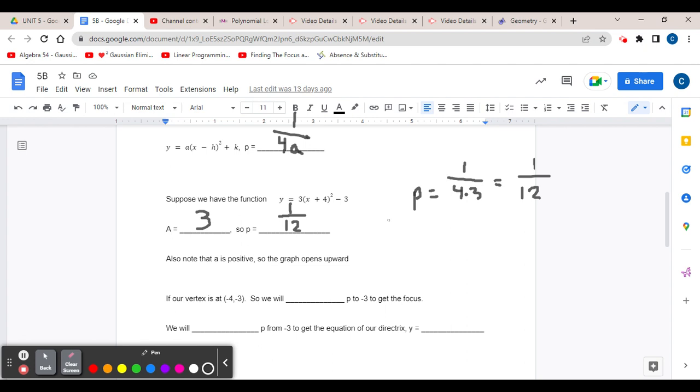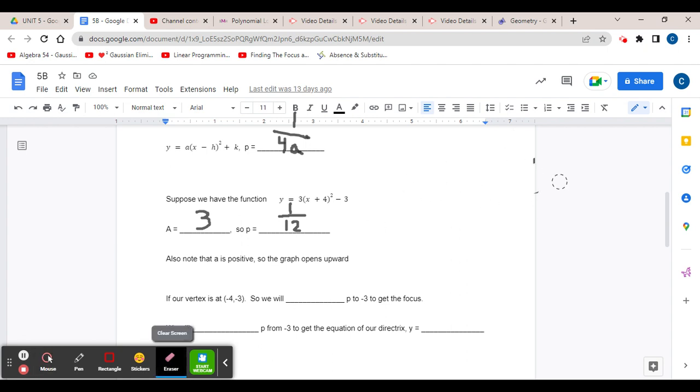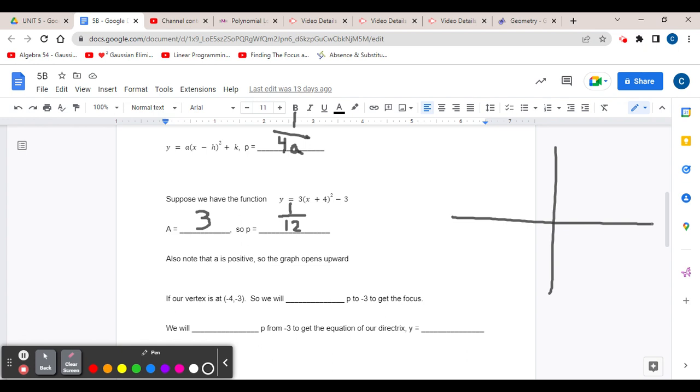Okay, let's sketch this out here. So going back to our rules, we have a graph that opens upwards. Now our vertex, remember this is in vertex form here, so our vertex is at (-4, -3). So there's our vertex, and we'll graph our parabola. So our vertex is (-4, -3).